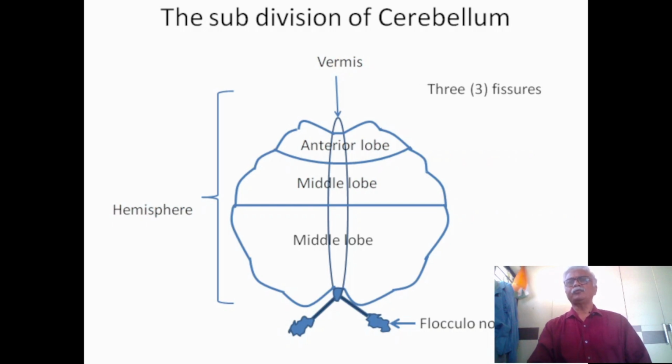So there are three fissures. One is the horizontal fissure that separates the superior and inferior surfaces. The primary fissure on the superior surface separates the anterior lobe from the middle lobe. The posterolateral fissure separates the flocculonodular lobe from the middle lobe.